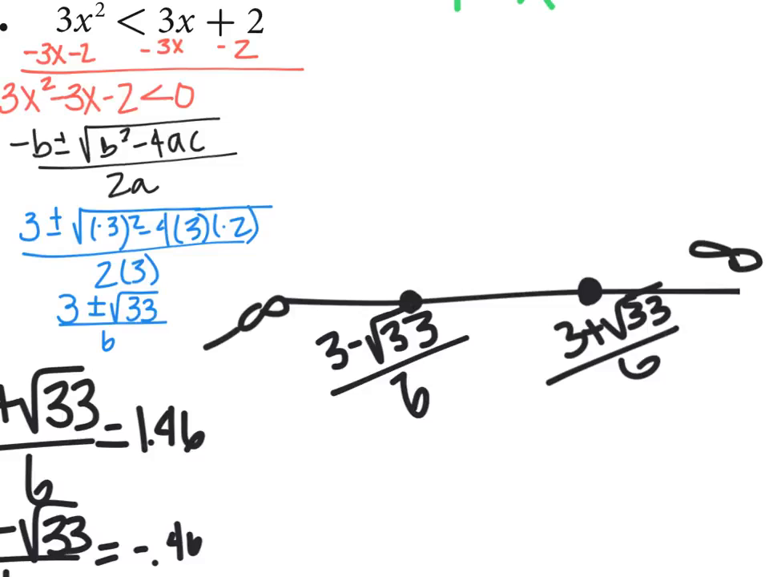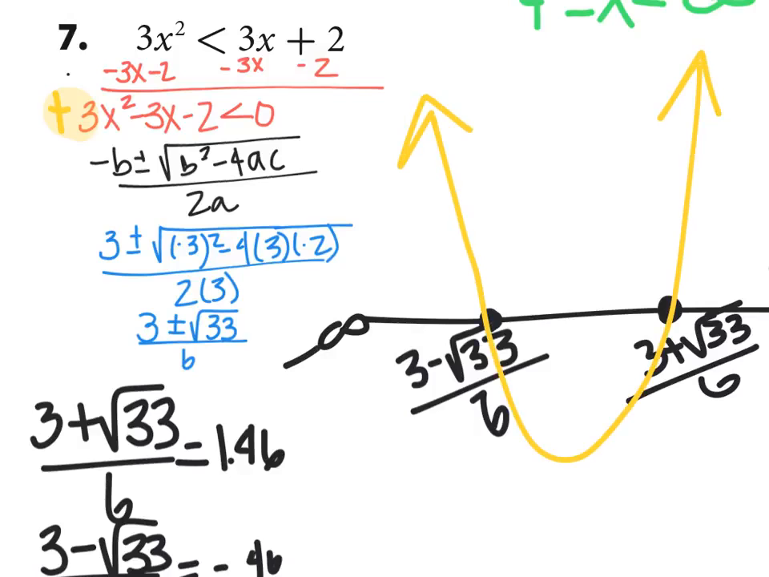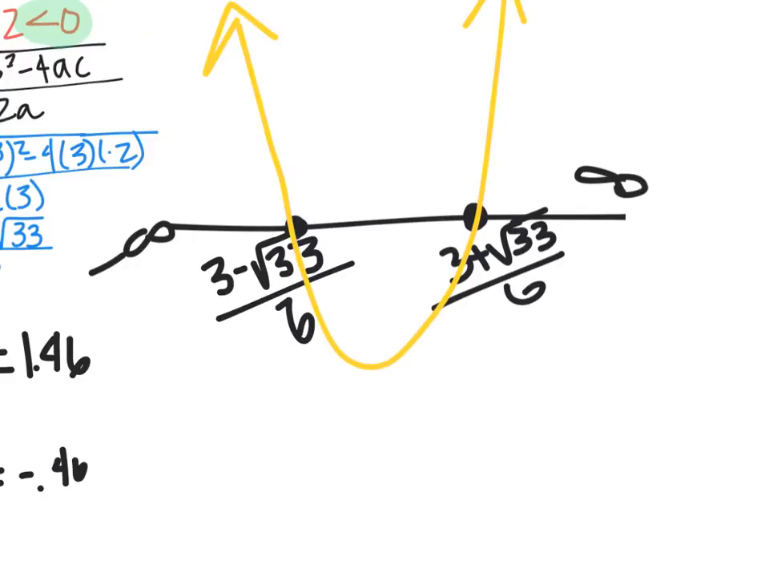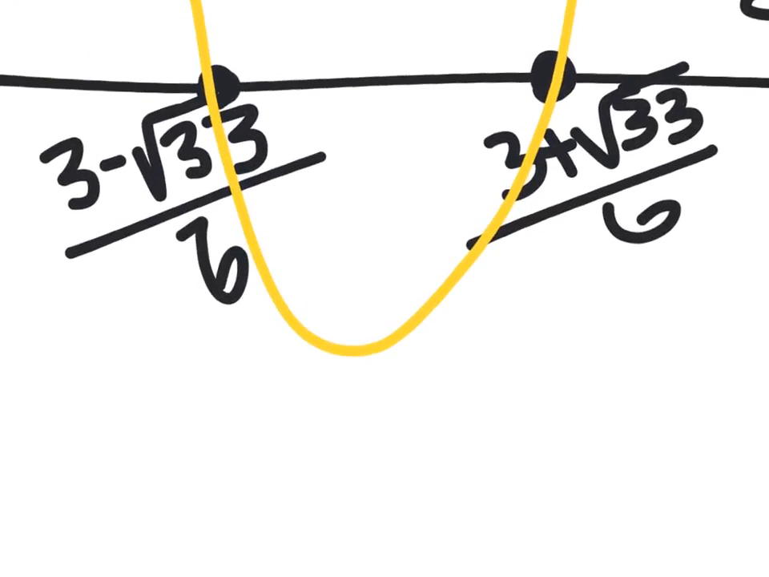So which way is my graph going to open? Up. And how do you know it opens up? Because my a value is positive. Because this number right here is a positive 3. So I'm going to draw my graph opening up. And then I am looking for this problem, my inequality symbol is what? Less than 0. So things that are less than 0, which portion of the graph am I looking at? The bottom portion.